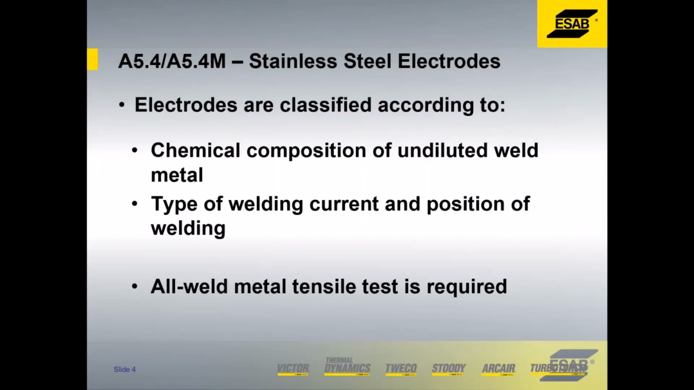These electrodes are classified by their chemical composition, as opposed to the carbon and low alloy products that were all categorized by their tensile strength as the primary factor. Stainless is not. Stainless is broken down by chemical composition, and mechanical properties of the weldment are a secondary consideration. In the solid wire spec, they're not even mandated, though if you meet the chemistry, you typically meet the mechanical properties. Corrosion resistance is not a factor that's considered in the AWS specs.